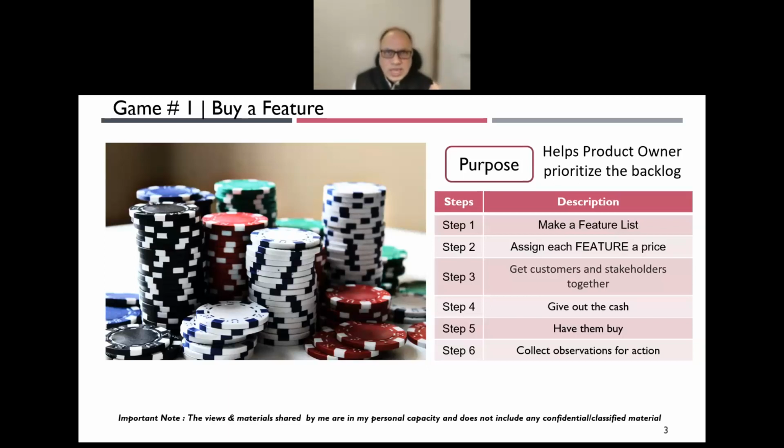What we do in this game is we give only 40,000 as money to every product owner. So each product owner gets Monopoly cash of 40,000.